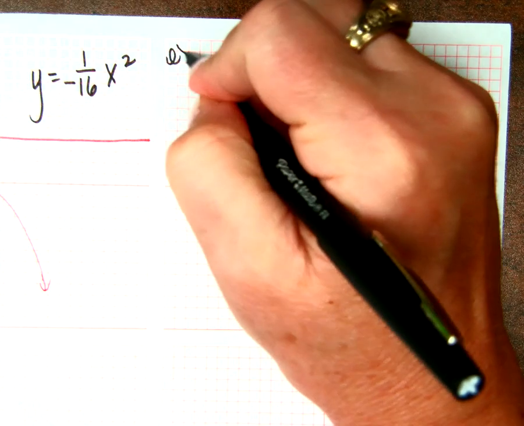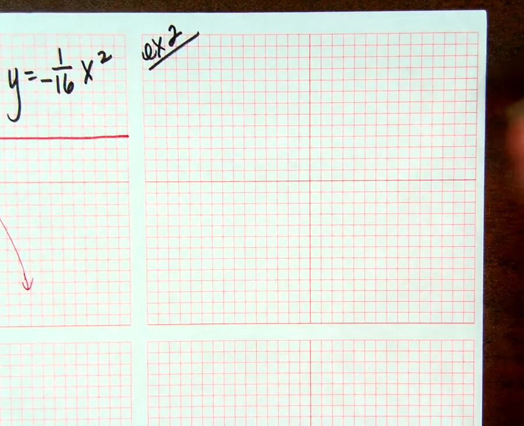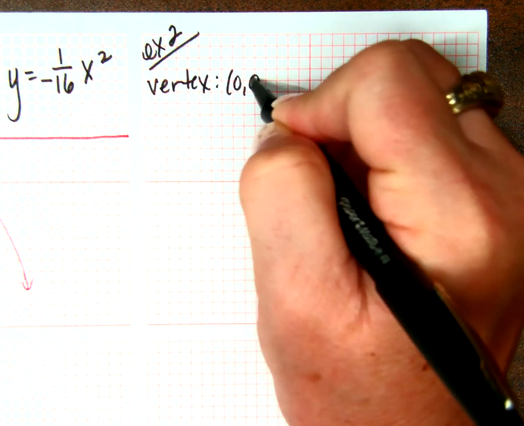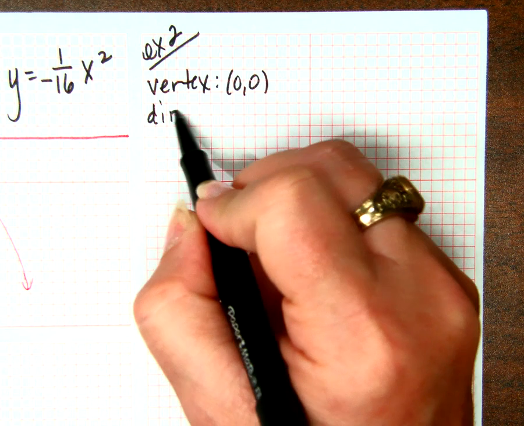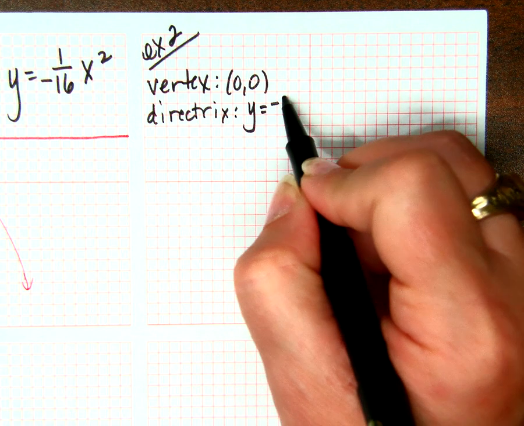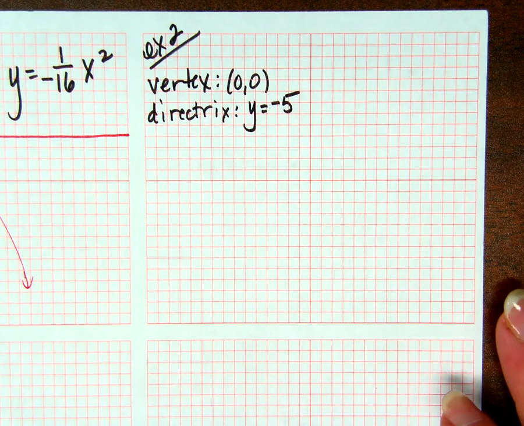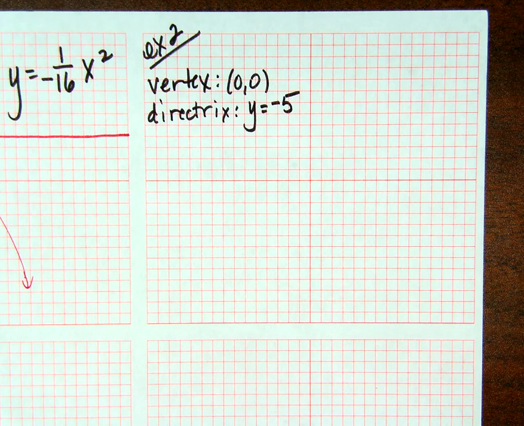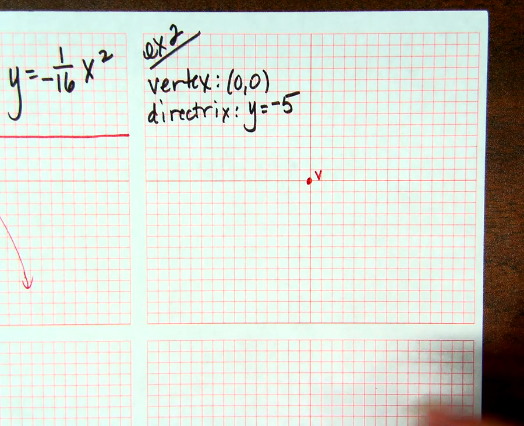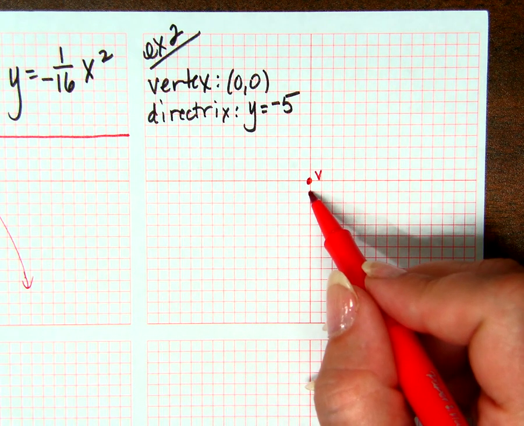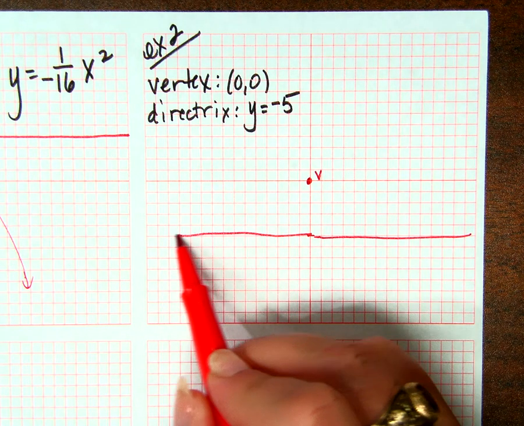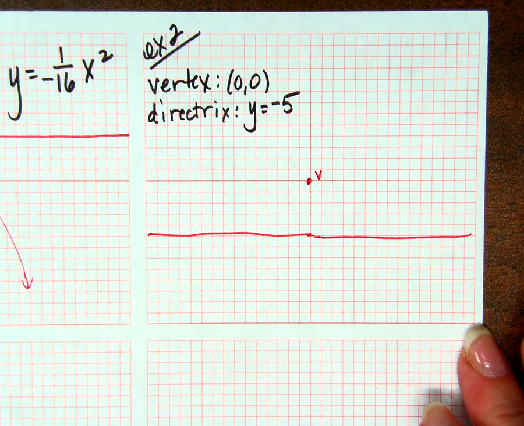So what about example 2? In example 2, I'm going to tell you the vertex is at the origin and the directrix is at y equals -5. So here's the vertex. The directrix crosses the y-axis at -5, right here. Yeah? So which way does this open?